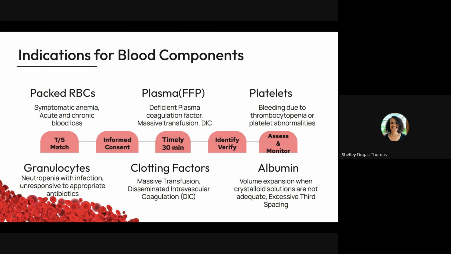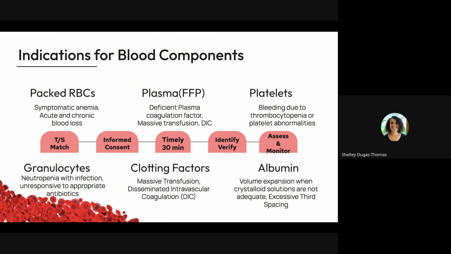Packed red blood cells are usually used to treat anemia or significant blood loss, increasing oxygen carrying capacity. Plasma, fresh frozen plasma, is used to replace clotting factors in bleeding or clotting disorders. Platelets are used to treat thrombocytopenia or prevent bleeding in patients with low platelet counts. Granulocytes are used for patients with severe neutropenia and infections unresponsive to antibiotics.